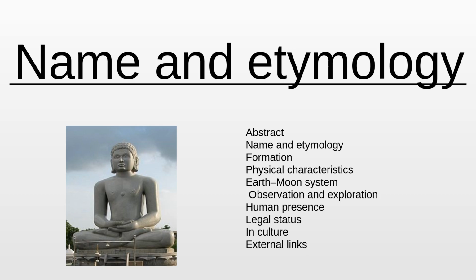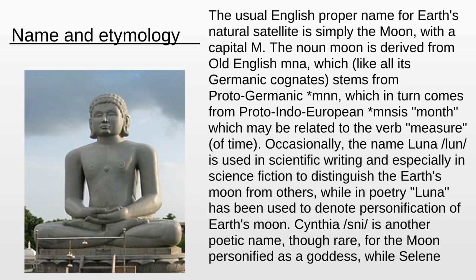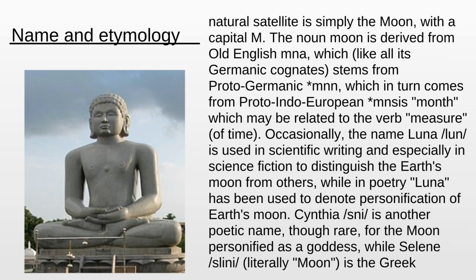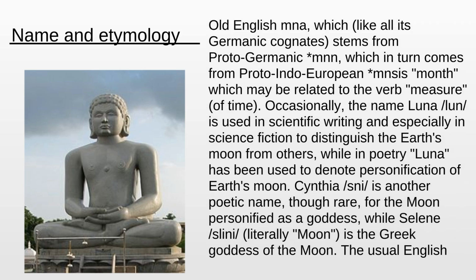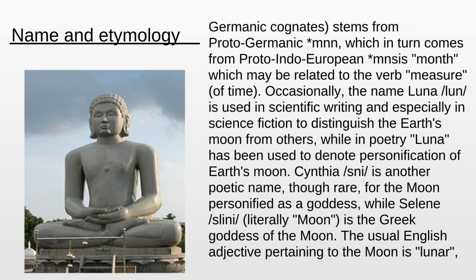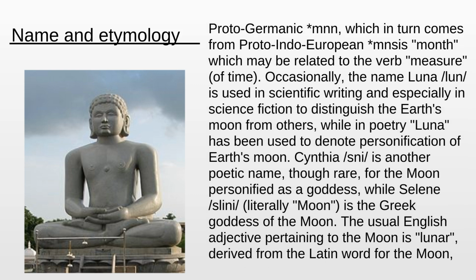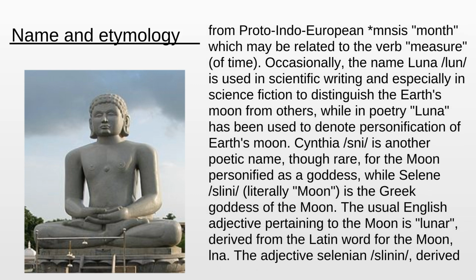Name and etymology. The usual English proper name for Earth's natural satellite is simply the Moon, with a capital M. The noun moon is derived from Old English mōna, which, like all its Germanic cognates, stems from Proto-Germanic *mēnōn, which in turn comes from Proto-Indo-European *mēnsis, month, which may be related to the verb measure, of time.